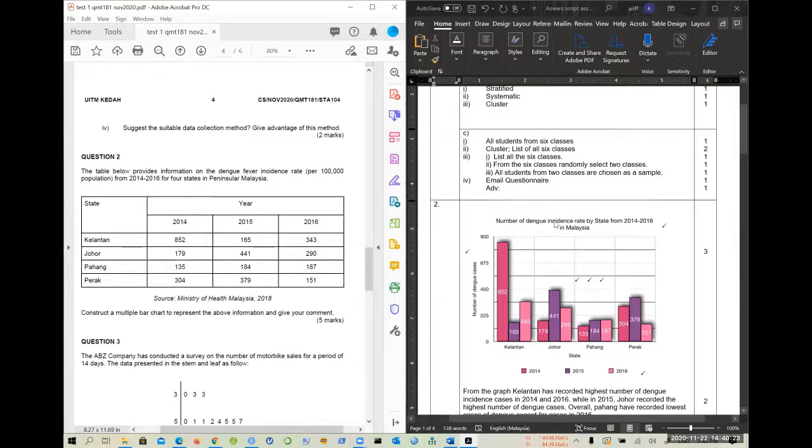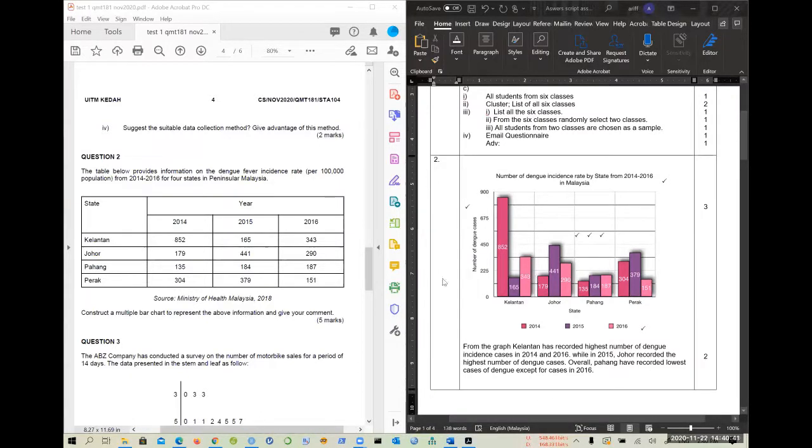So you must have the title, must label the axis correctly, and then differentiate between one bar with another. Okay, you can differentiate between one bar with another. And then in terms of the explanation, so you can just give any kind of explanation related to the graph that you have obtained. Okay, so any questions so far yang tu? Okay. Okay, let's go to number 3.